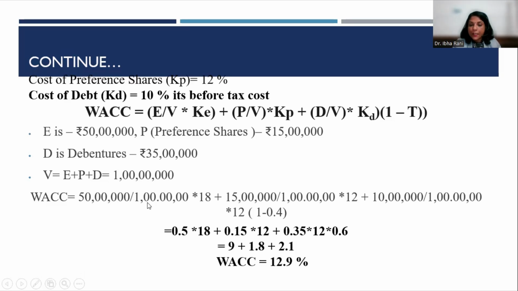WACC is 50 divided by the total value, 100 lakhs or 1 crore. So 50 lakhs by 1 crore multiplied by 18%, the cost of equity capital we have calculated, plus preference shares of 15 lakhs, total value 1 crore, and cost of preference share 12%. So that has been multiplied here. Plus debt funds of 35 lakhs and the total value of the firm's capital of 1 crore, multiplied by 10%, and tax is 40%. That's why here 1 minus 40 by 100 means 0.4. So if you calculate, WACC will come to 12.9%.